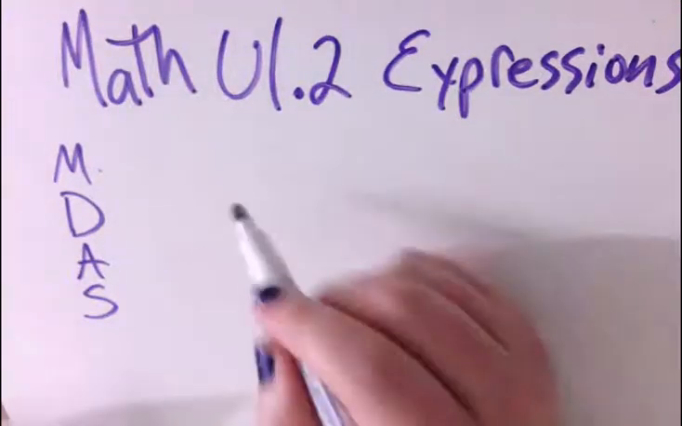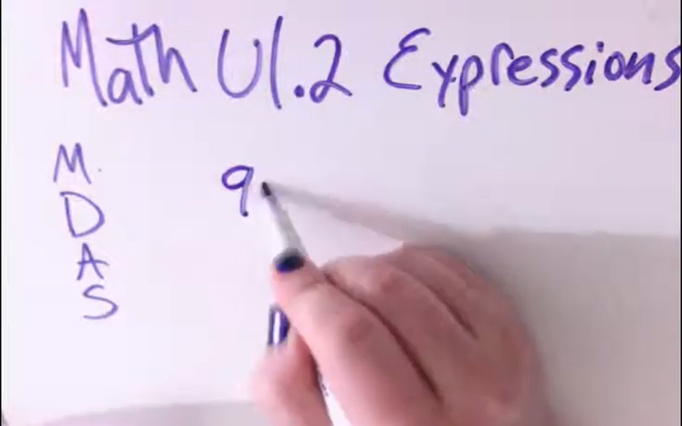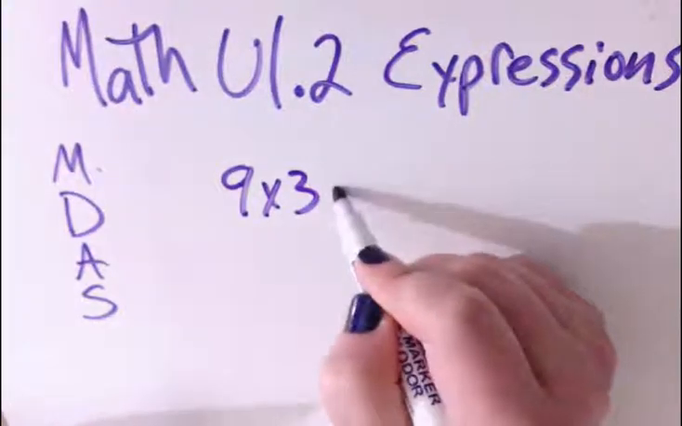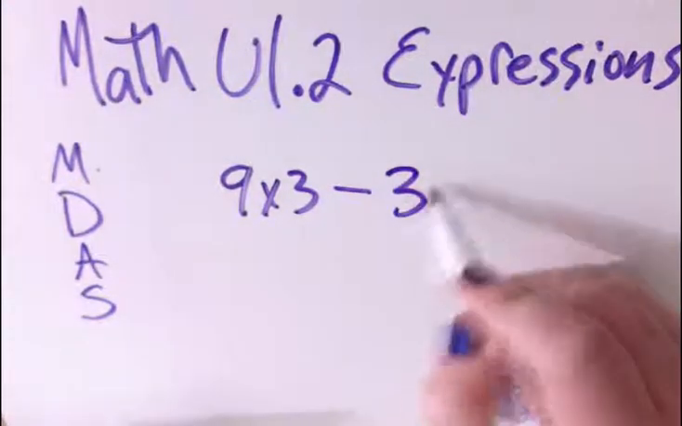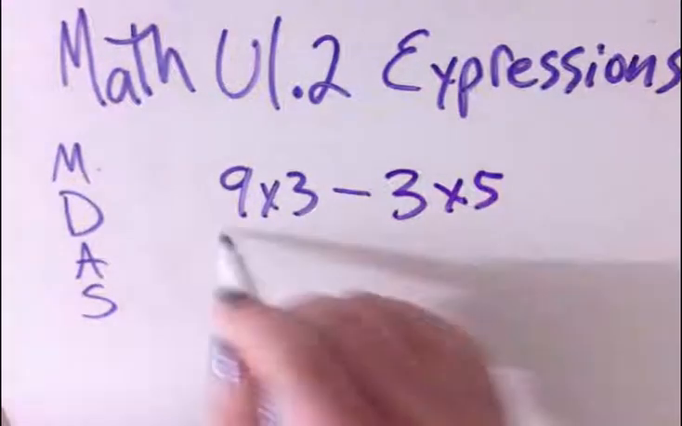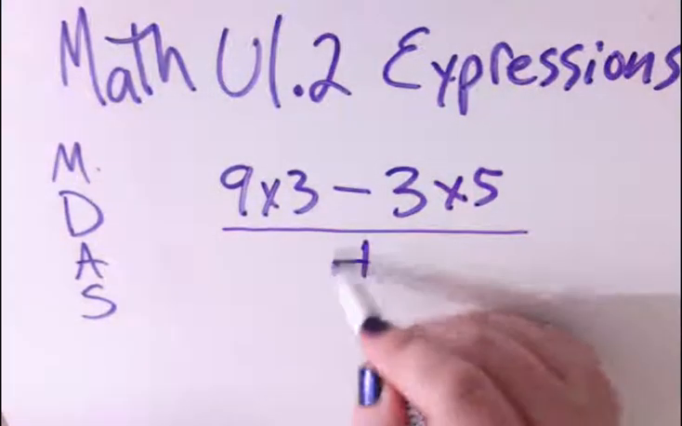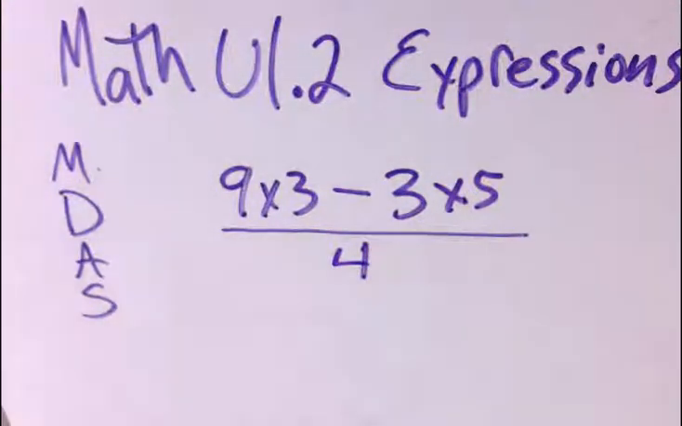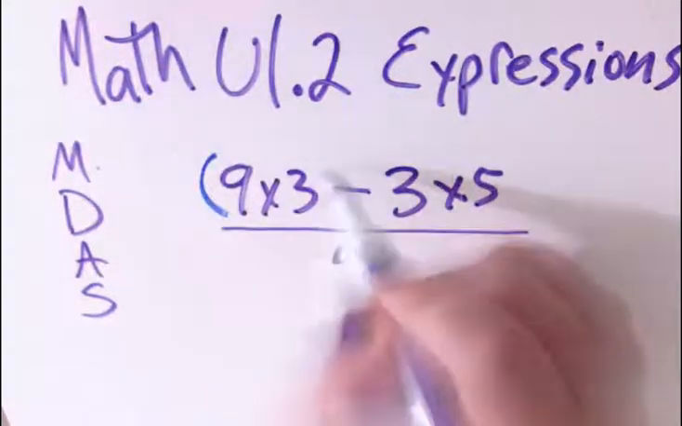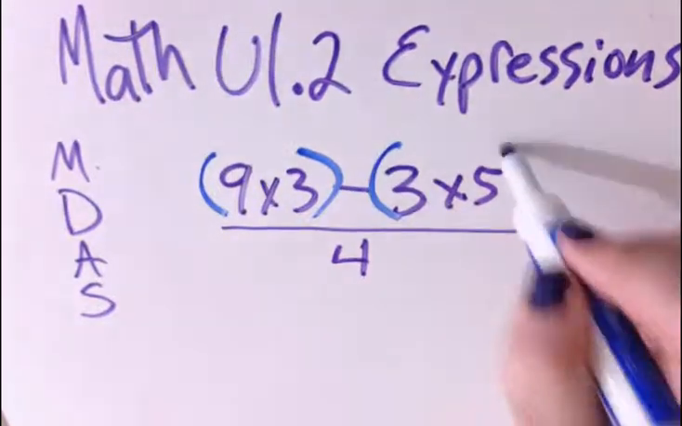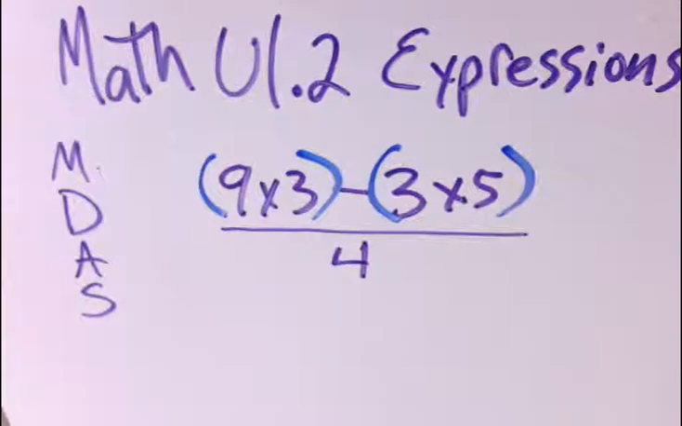Okay, so another example. We have 9 times 3 minus 3 times 5, all divided by 4. So remember the order of operations. So we start with My Dear Aunt Sally. So we're going to start with our multiplication first. So you can view these as being in parentheses. So we're going to go to each of those parts separately.